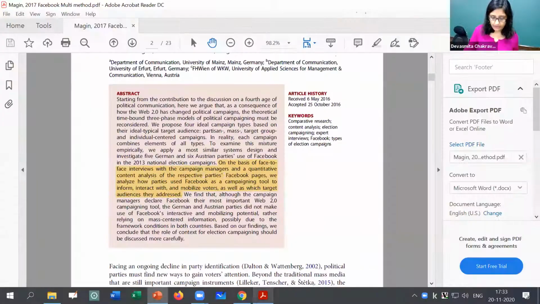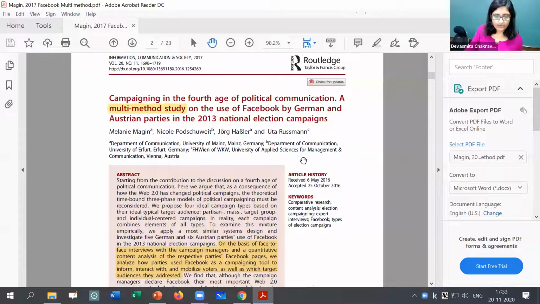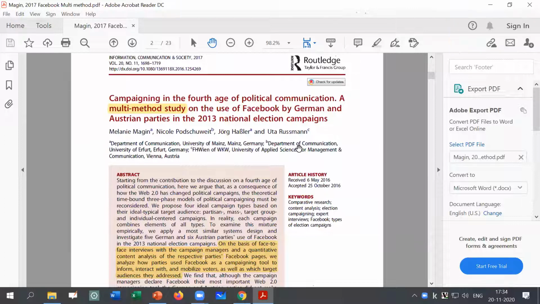I'll share the paper with you. Tell me if you can see the paper now and not the slides. What do you see on the screen? It's a PDF. Okay, you see the PDF. Okay, that's what I wanted to know. So, what's the title? Campaigning in the Fourth Age of Political Communication, a multi-method study on the use of Facebook by German and Austrian parties in the 2013 national election campaigns.